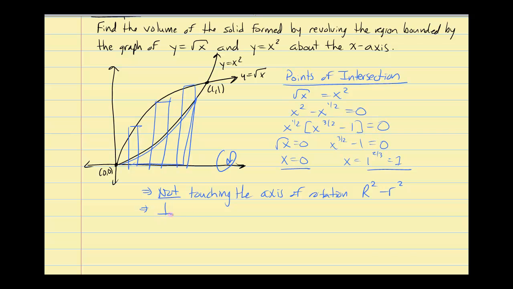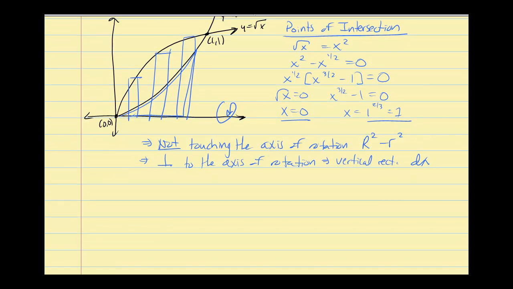Now again, I'm perpendicular to the axis of rotation. So the axis of rotation is the x-axis, so because I'm perpendicular, I'm going to be using vertical rectangles. And so I'll have dx's here. Now I don't always have dx's. It just seems like a lot of our examples end up being dx's because most of our functions are written in terms of x. So looking at our rectangles here and writing our volume is pi, and I'm going to be integrating these rectangles from x equals 0 to x equals 1.